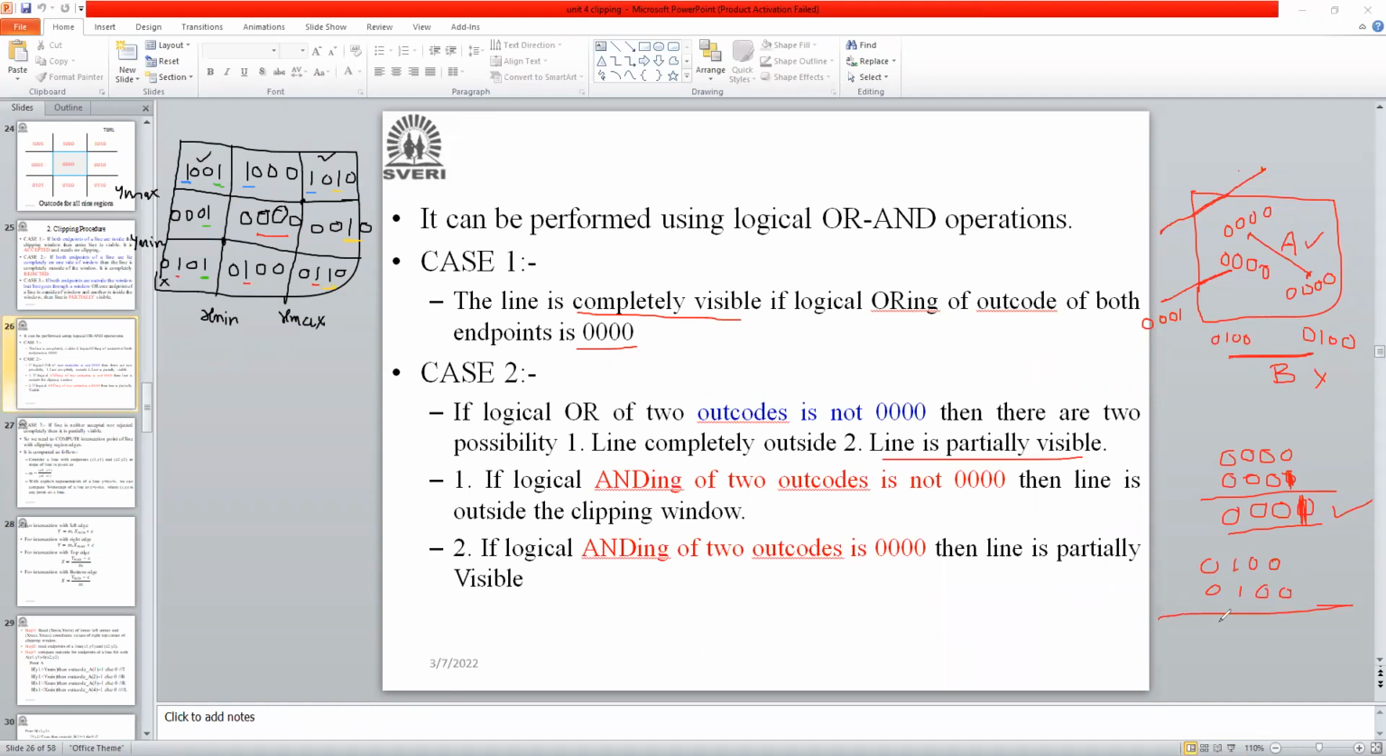When I perform the ORing between them, I get 0100 as the result, which is non-zero, and that's why the line is completely outside.